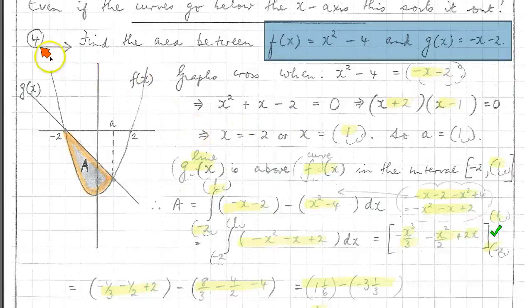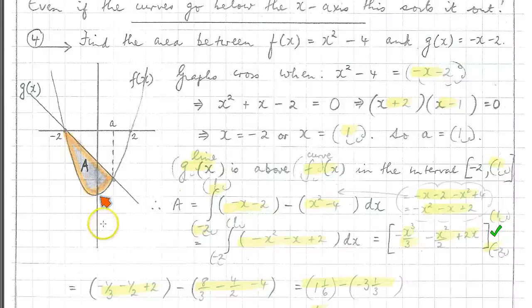Well, x squared minus 4 is quite easy to draw. It cuts the x-axis at minus 4, and then you have your x squared shape. It's simply the graph of x squared pushed down to minus 4. And you should know how to draw the straight line graph of y equals minus x minus 2. It cuts the y-axis at minus 2, and it's got a gradient of minus 1.